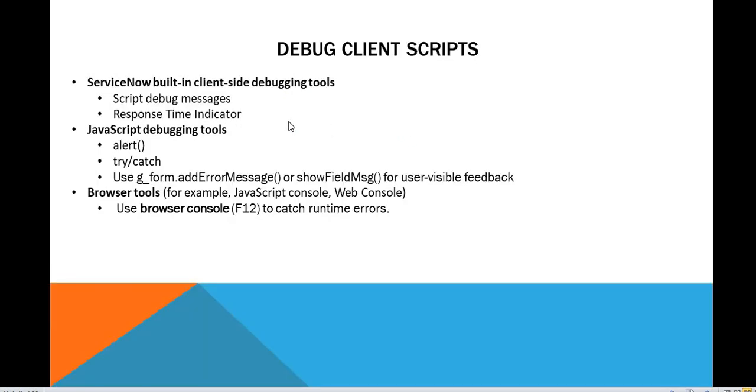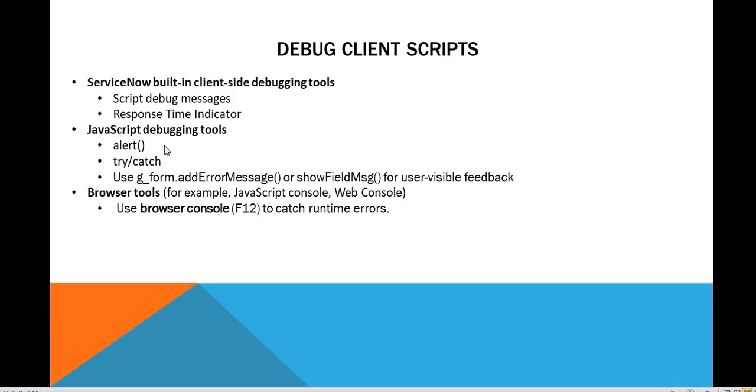Now another important part is how to debug, because debugging of client scripts is more difficult than server scripts. So if we need to debug, there are a few things we need to use. There is the response time indicator, I'll show where exactly it is, and the script debug messages that we need to have a look at. We can use the alert in between when we are writing any code, so that it tells us till which position or which line the code is executing correctly.